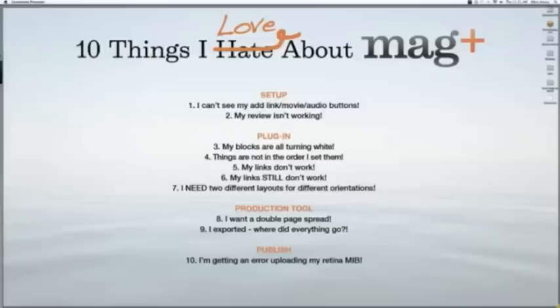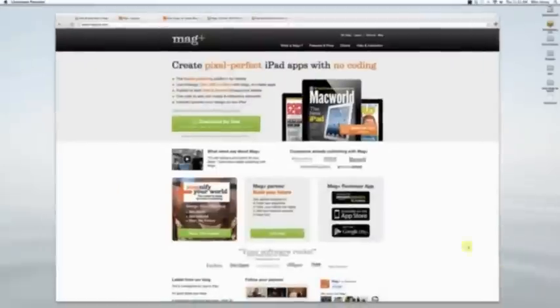So this is kind of the agenda here of what we're going to do. We're going to start with some simple setup things. We're going to dive into a couple of things that we see frequently in the plugin, a couple of things in the production tool, and then a final thing in publish for those of you that are already using the tools, building, publishing with it, and getting an error when you're trying to handle the new Retina MIB. So for those of you who aren't at that yet, we're going to do that last, so you can drop off if you want to, and we'll try to go sort of in the order that you'll encounter these things as you're using the tools.